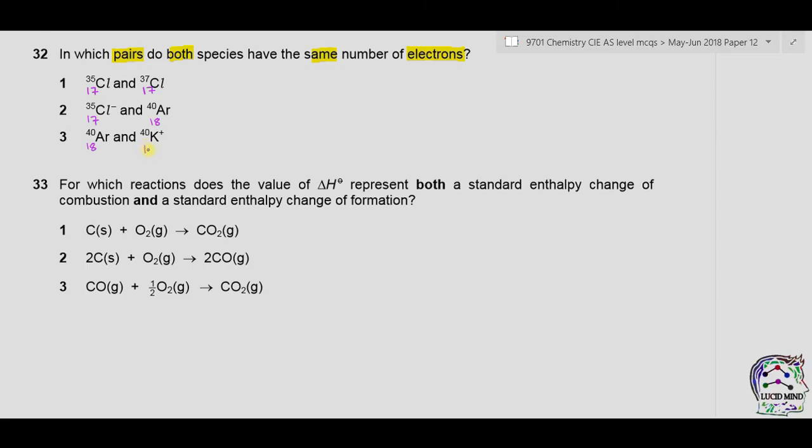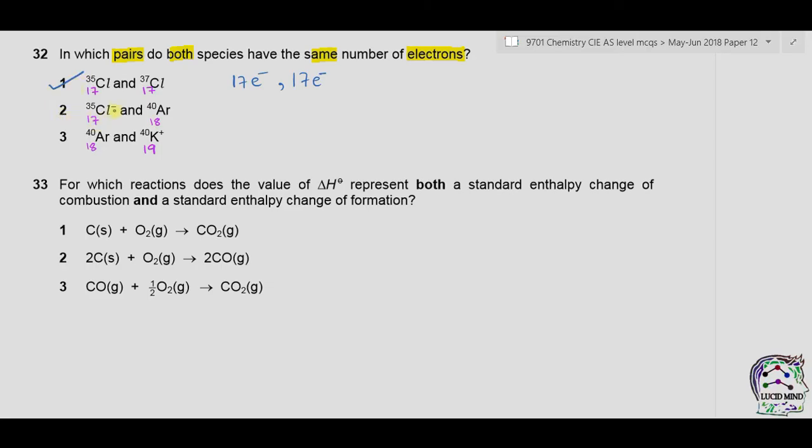And for potassium it is 19. In the first one we have chlorine-35, and as it is neutral, we have 17 electrons, as the number of protons is equal to the number of electrons. Again, in the second isotope we have 17 protons, so 17 electrons must be present. In isotopes only the number of neutrons differ, so therefore option 1 is correct.